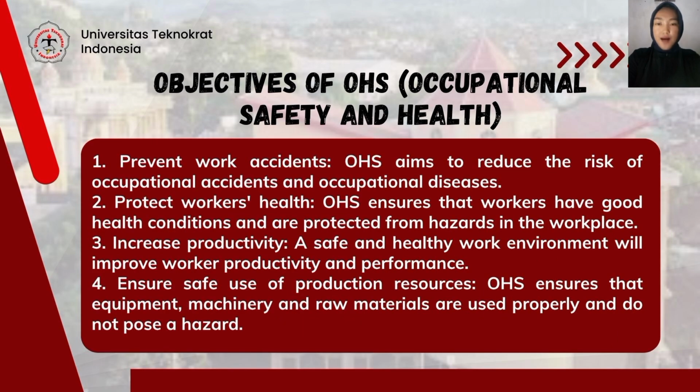Objectives of OSH, Occupational Safety and Health. 1. Prevent work accidents. OSH aims to reduce the risk of occupational accidents and occupational diseases. 2. Protect workers' health. OSH ensures that workers have good health conditions and are protected from hazards in the workplace. 3. Increase productivity. A safe and healthy work environment will improve worker productivity and performance.